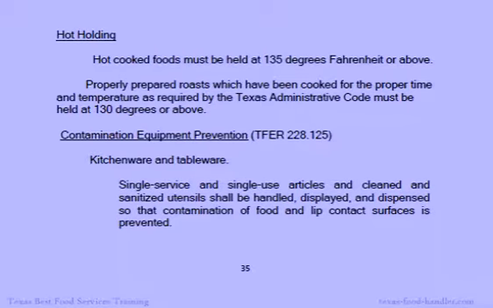Hot holding. Hot cooked foods must be held at 135 degrees Fahrenheit or above. Properly prepared roasts which have been cooked for the proper time and temperature as required by the Texas Administrative Code must be held at 130 degrees or above. Contamination prevention, equipment, kitchenware and tableware. Single-service and single-use articles and cleaned and sanitized utensils shall be handled, displayed, and dispensed so that contamination of food and lip contact surfaces is prevented.